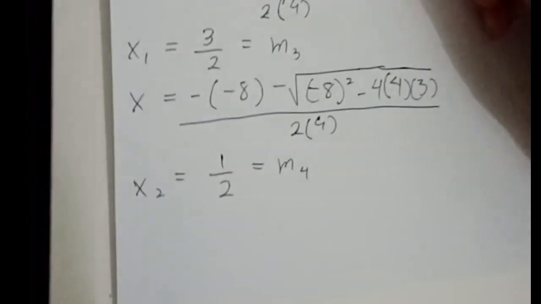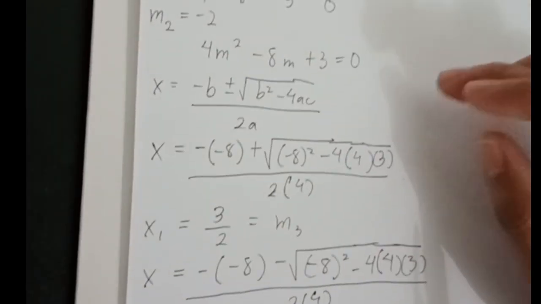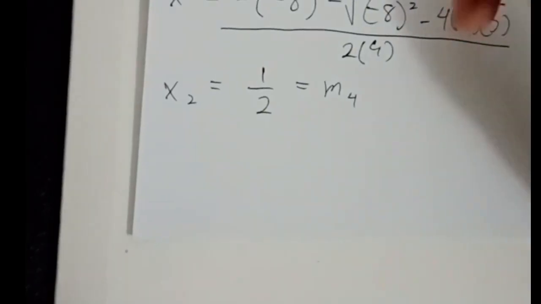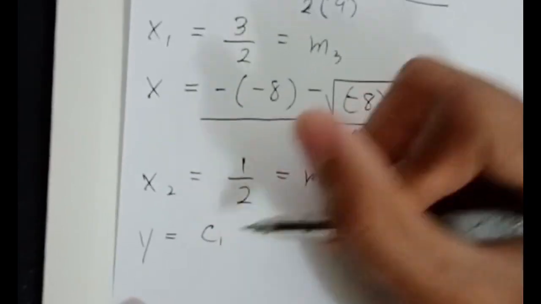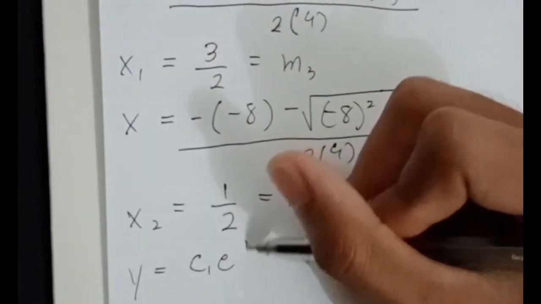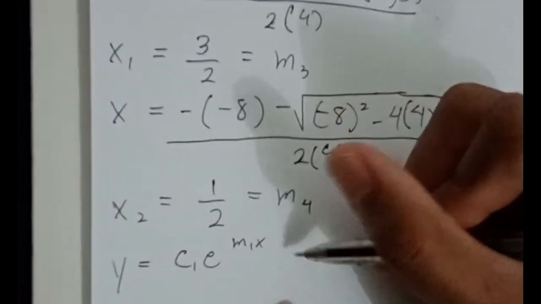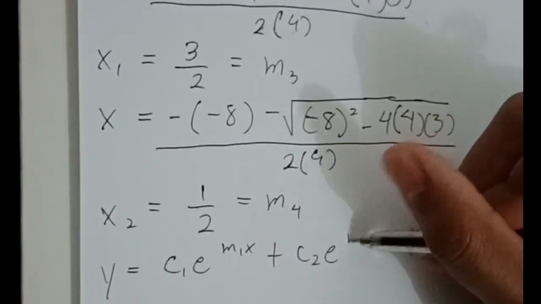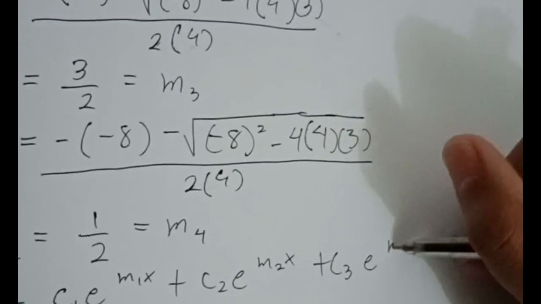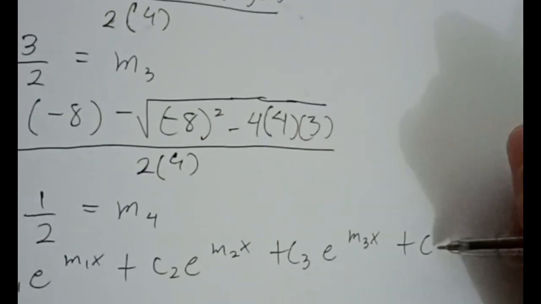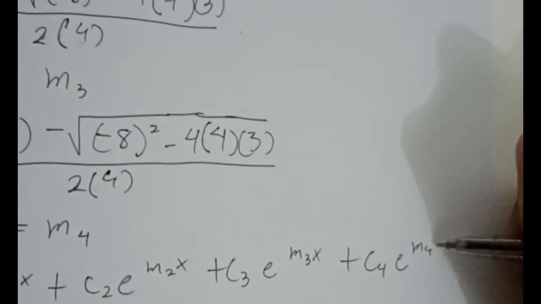So now that we got all our roots, we will write it in the form of the general solution with distinct roots. So that will be written as y is equal to c sub 1 e raised to m sub 1 x plus c sub 2 e raised to m sub 2 x plus c sub 3 e raised to m sub 3 x plus c sub 4 e raised to m sub 4 x.